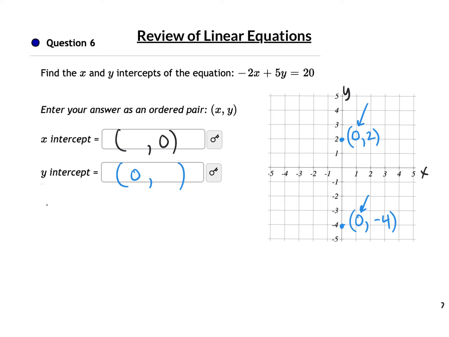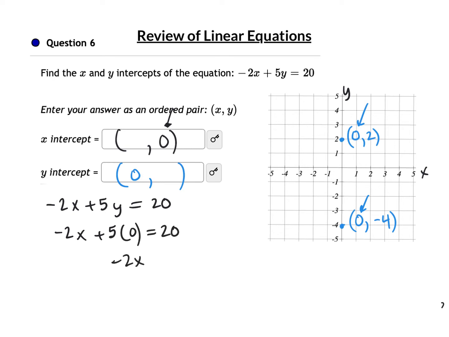We'll take the equation negative 2x plus 5y equals 20, and we'll plug in y is 0. Negative 2x plus 5 times 0 equals 20. Well, 5 times 0 is 0. That's just negative 2x equals 20. We'll divide both sides by negative 2, and we get x is negative 10. The x-intercept is negative 10, 0.